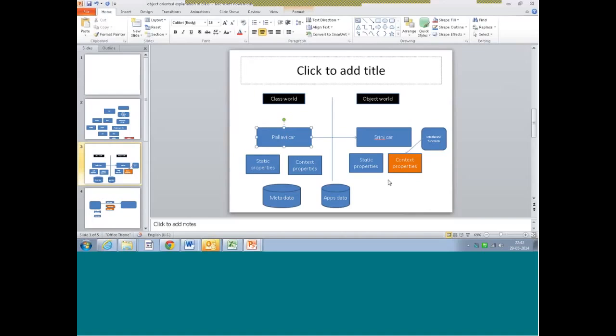So in general, a class has only something that is static, cannot be used. Even the context properties are stationary, in an unused state. But in the object world, the static properties continue to be carried forward, and a lot of context properties are dynamic and keep changing. I will explain more about static properties a little later. So that is what is happening in the object world. That means in the object world, the data values are changing. Is that clear?